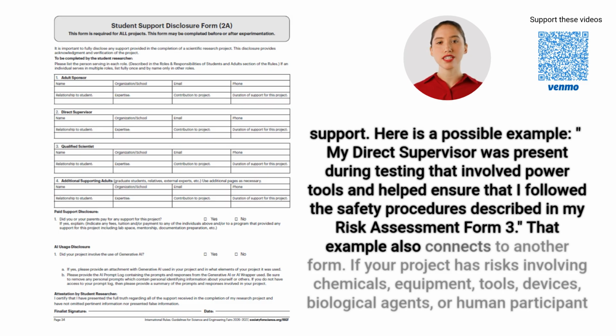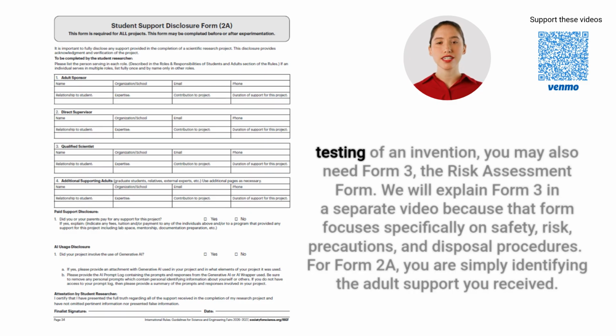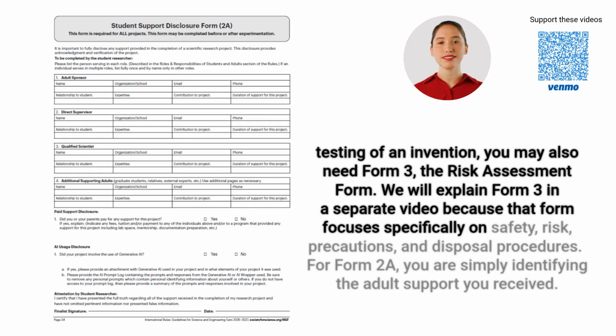That example also connects to another form. If your project has risks involving chemicals, equipment, tools, devices, biological agents, or human participant testing of an invention, you may also need Form 3, the Risk Assessment Form. We will explain Form 3 in a separate video because that form focuses specifically on safety, risk, precautions, and disposal procedures. For Form 2A, you are simply identifying the adult support you received.